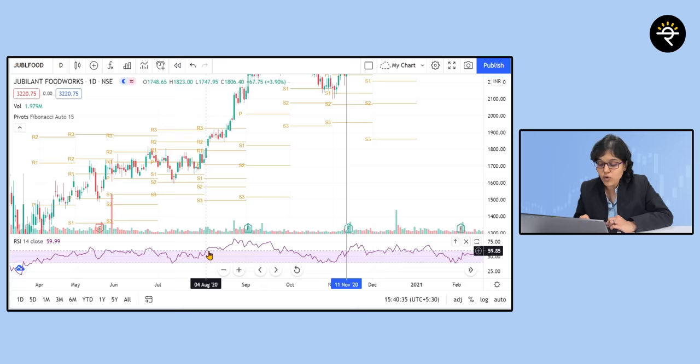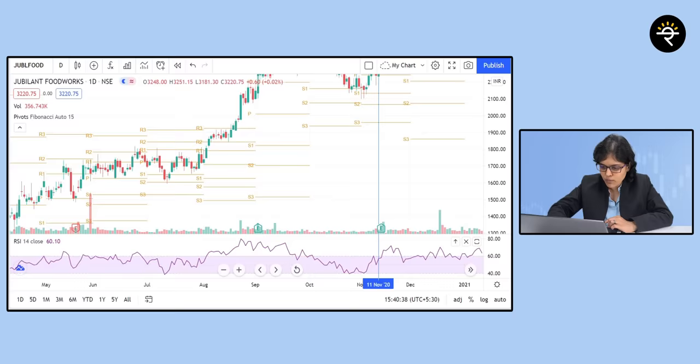Okay, so let's see if I can see all these three conditions being met in one of my favorite stocks, which I've told so many times, which is Jubilant Foodworks. So let's see what happens in this stock. We are somewhere around, this is of course kind of an old data. This is 4th of August 2020. Okay, now I'm trying to zoom this in.